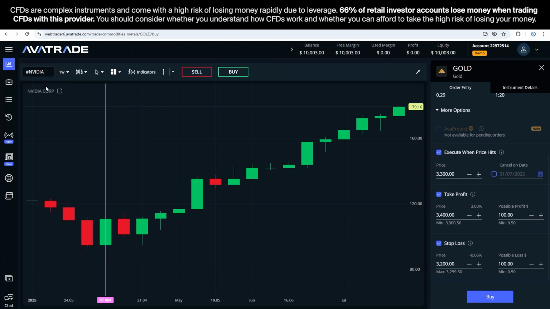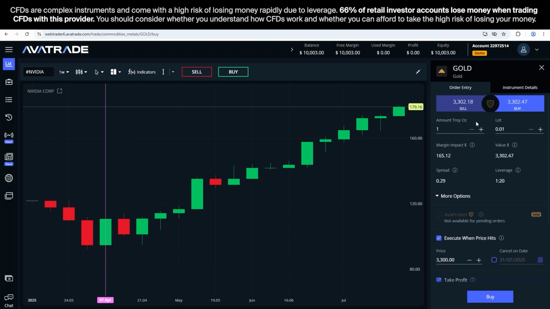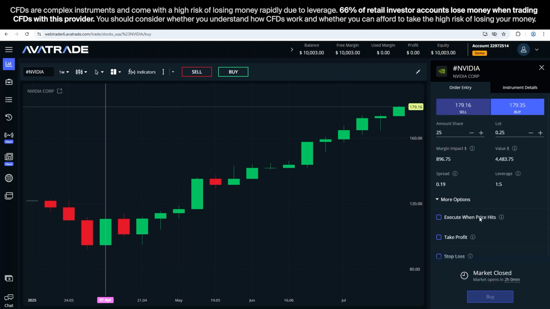Keep in mind that when you're switching from one instrument to another, you want to ensure that the right instrument is displayed. Of course, NVIDIA's value per stock is not 3,200, and it's also written here gold. So what we can do is just click here on buy, and here we are. Even though the market is only going to open in 2 hours, still, just to explain about swing.